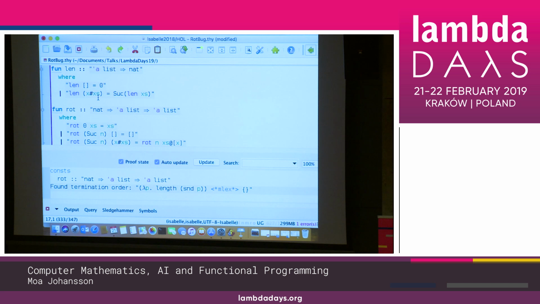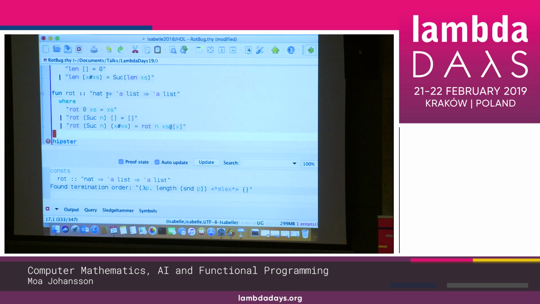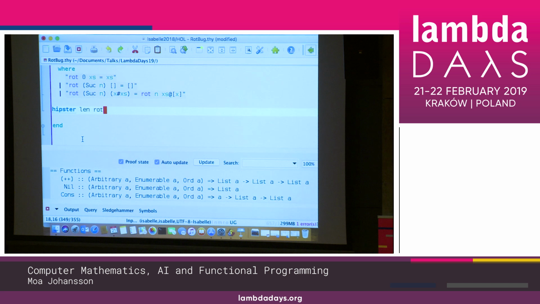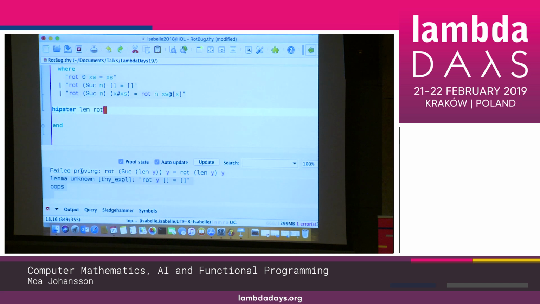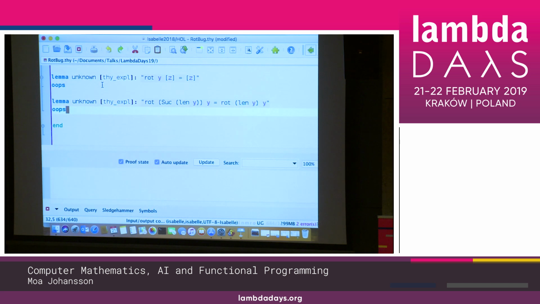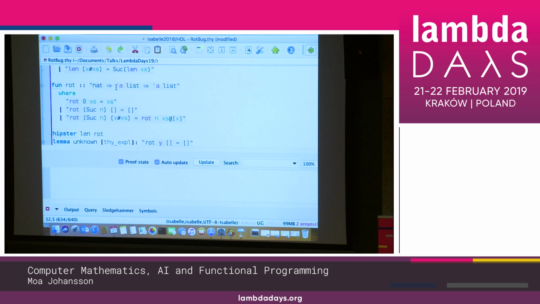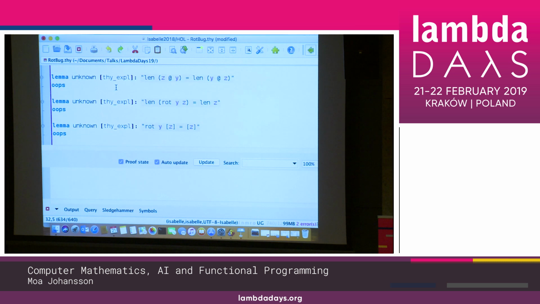Here are two functions, length and rotate. And I'm going to give Hipster length and rotate. Now I'm not asking it to do really any proofs. So it's just going to run pretty much immediately, come up with a bunch of facts. And these are the ones that were tested by QuickCheck in Haskell quite thoroughly, but not proved yet. So what happens? Did anyone spot the bug in the rotate function? Anyway, never mind. Let's look at the properties that came up.